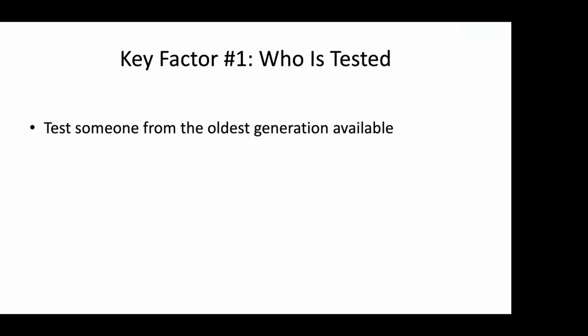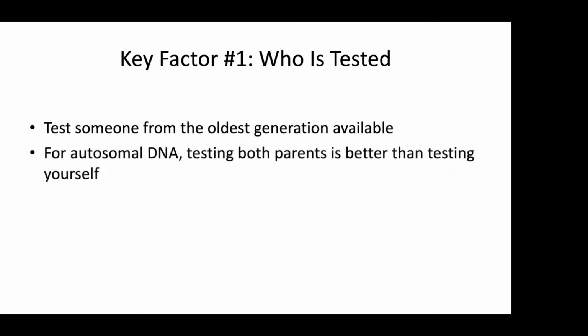Now we'll discuss some key factors that will impact your results. The first factor is who to test. Y-DNA and mitochondrial DNA are subject to random mutations. Well, it's not likely. There could be a mutation between you and your parent. So if they are available, test your father on Y-DNA and your mother on mitochondrial DNA.